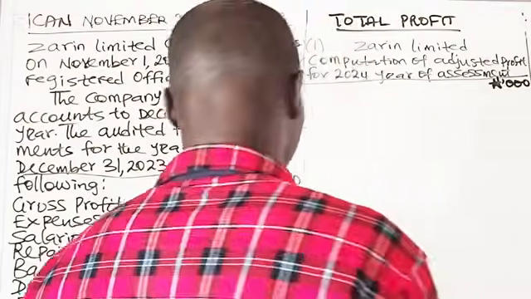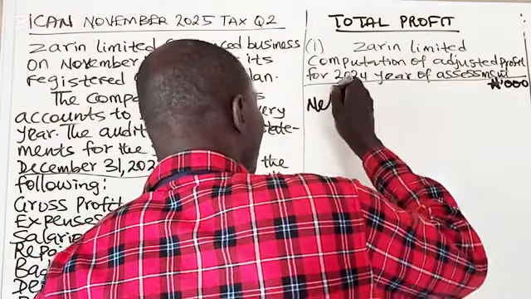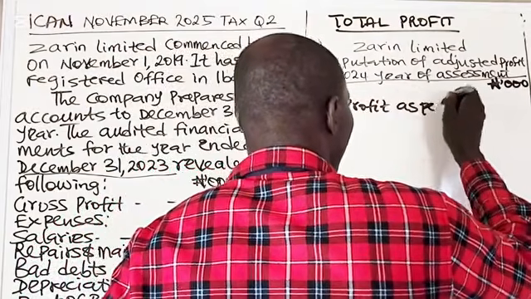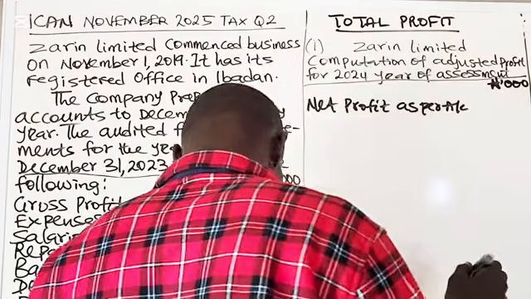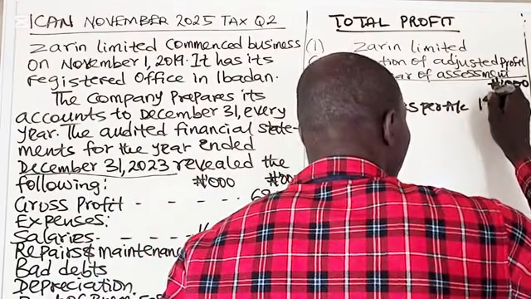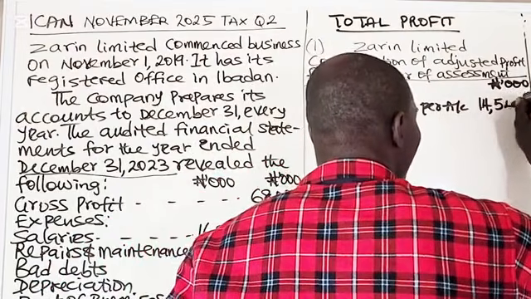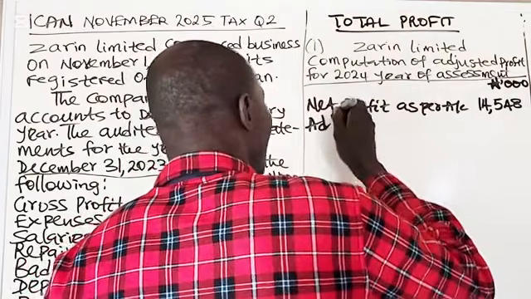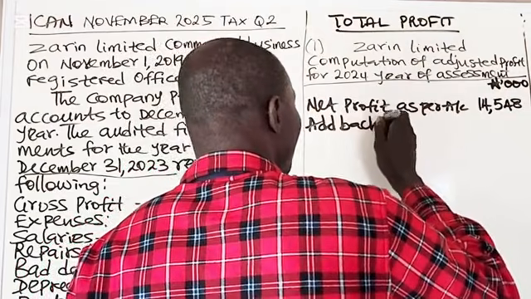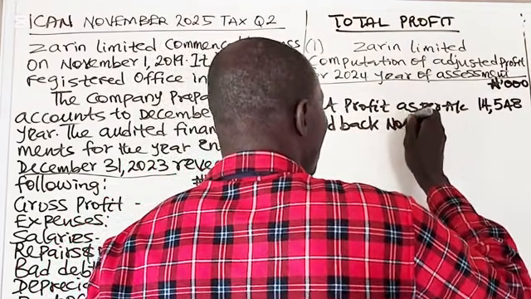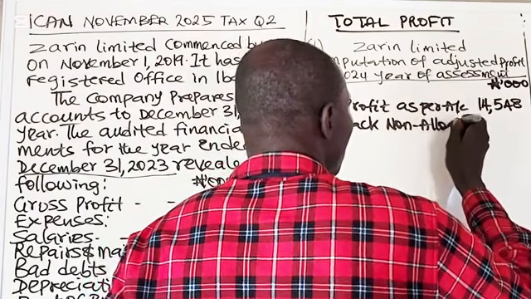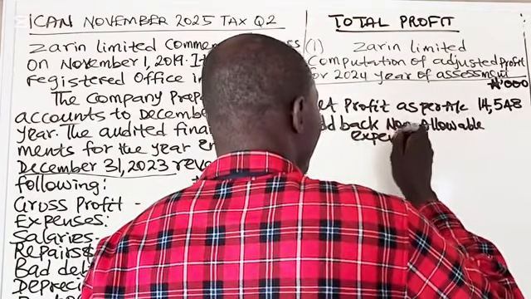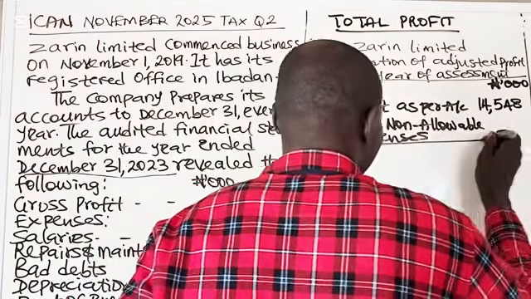So they are still reliable. So we have net profit as per account. Net profit as per account, and that amounted to 14,548. Then we now add back non-allowable expenses, or you add back disallowable expenses.